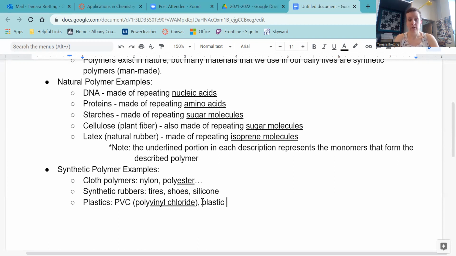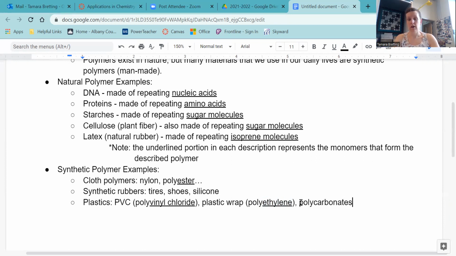Plastic wrap, like Saran wrap, for example, has a chemical name of polyethylene. So polyethylene is the chemical name for plastic wrap. Ethylene then is your monomer, polyethylene being the polymer.